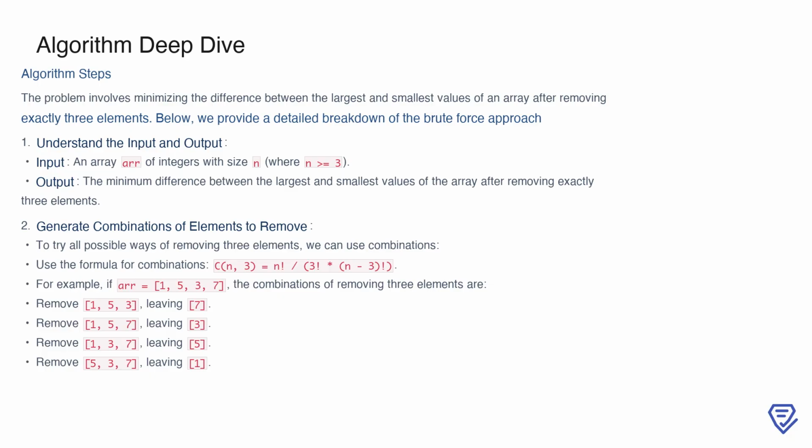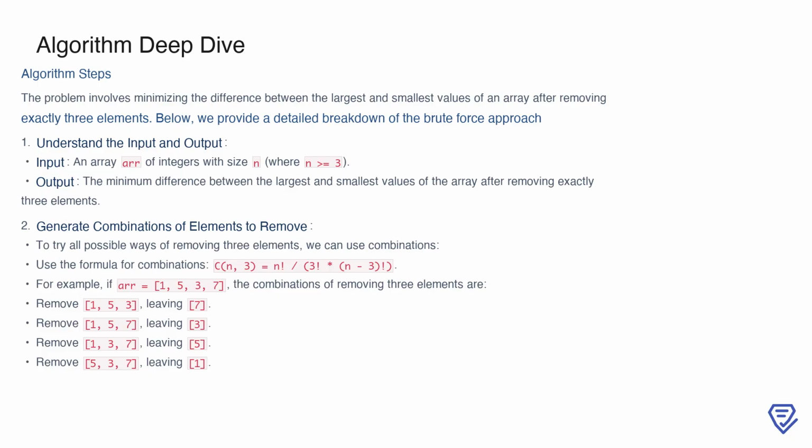For each combination, the remaining array will have a specific maximum and minimum value, and our task is to calculate the difference for each scenario. By systematically iterating through all these combinations, we can ensure we find the smallest difference. The formula for generating combinations, C(n, 3), gives us the total number of ways to choose 3 elements from an array of size n.